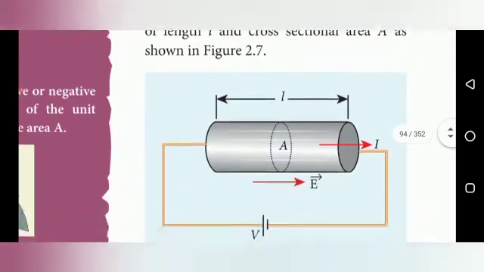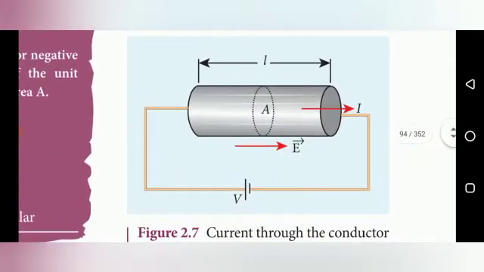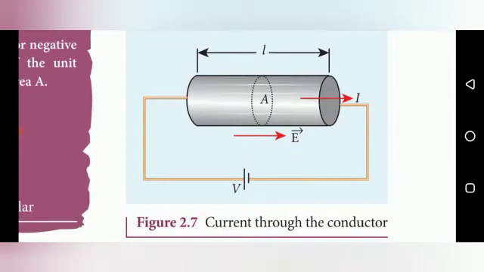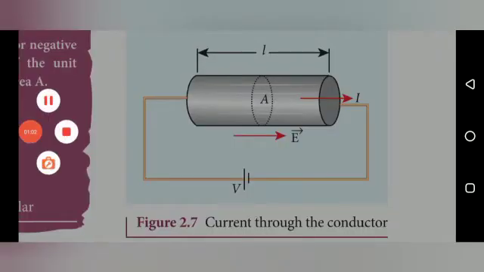So let us consider the diagram. In this diagram, a cylinder-like conductor is present. It is connected to the battery. That battery gives the potential difference V, and in this conductor L is the length of the conductor and A is the area of cross section of the conductor. The current passes in one direction, the clockwise direction, and the electric field is also produced along the direction of the current. Next we have to see the derivation of Ohm's law.